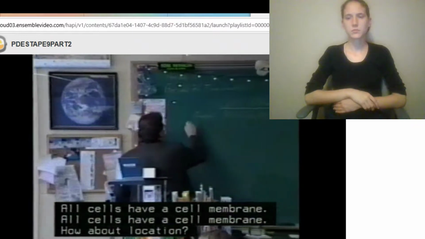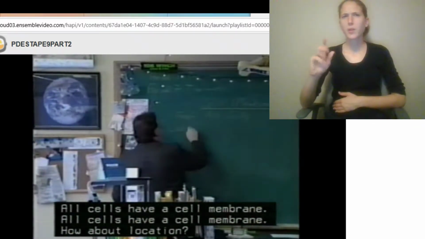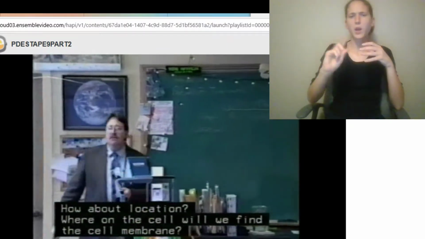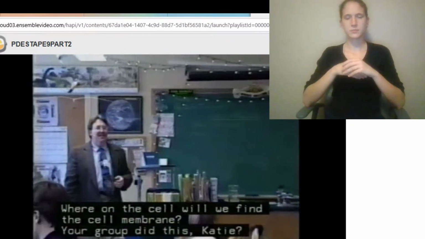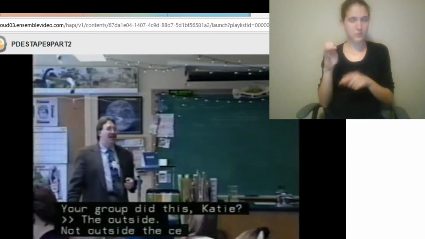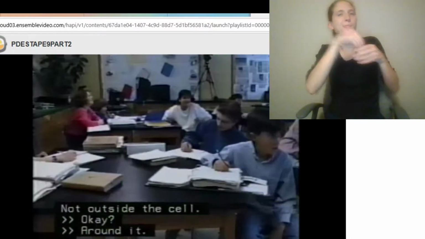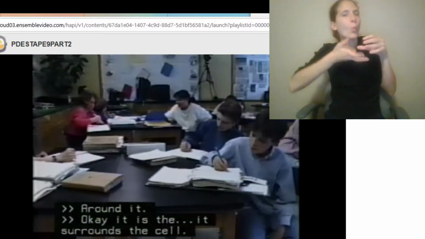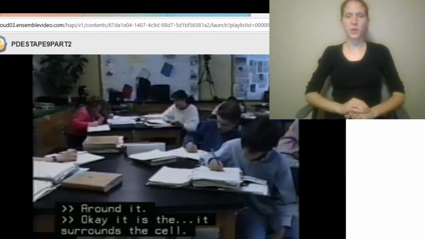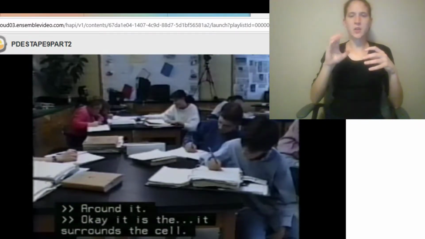How about location? Where on the cell will we find the cell membrane? Your group did this. Katie? Outside of the cell. Okay, it surrounds the cell.